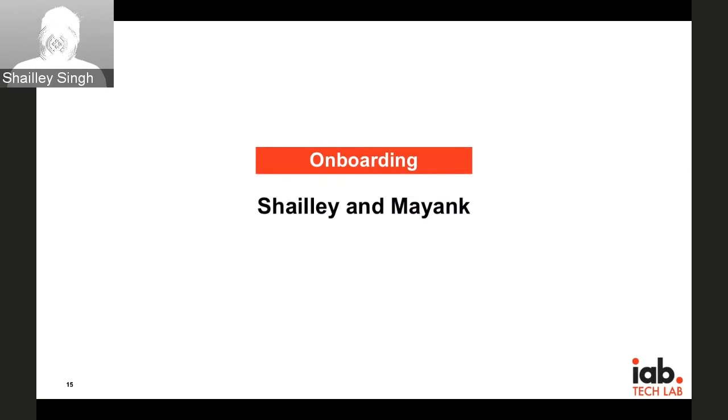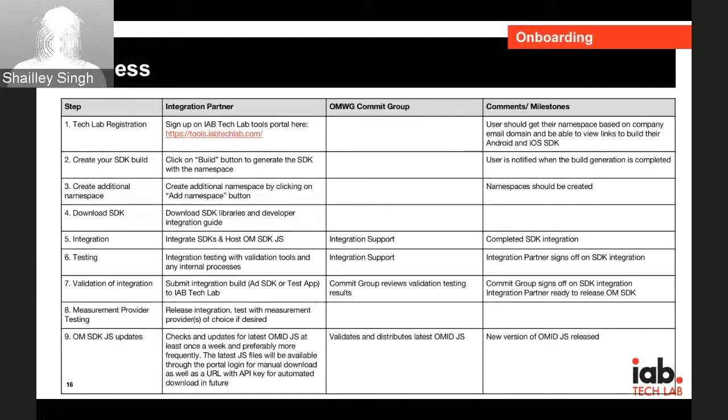So next section is about onboarding. This is a quick walkthrough of how you can access the SDK and download the SDK. So there's a brief process that I just want to walk through quickly. To get the SDK, you need to register on the Tech Lab registration page, which is tools.iabtechlab.com. Then you would create your SDK build, and we'll walk through all of this in just a short while. You create your SDK build. If you need a specific namespace, you can create additional namespaces.